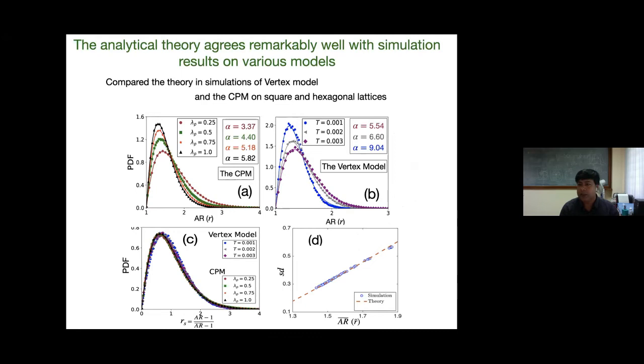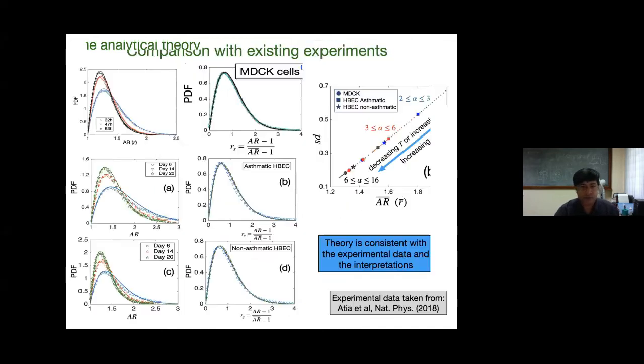Then we tested all these predictions, as well as some of our hypotheses, in the simulation. Let me briefly point out that it is consistent. One of the predictions, that the PDF of the scaled aspect ratio is nearly universal, is seen in our simulation as well. For the vertex model and CPM, we are showing this data. And this is the relation between standard deviation and average aspect ratio. This dotted line is the theoretical plot, and these data are the simulation data. They also agree with our prediction that this must follow the same relation.